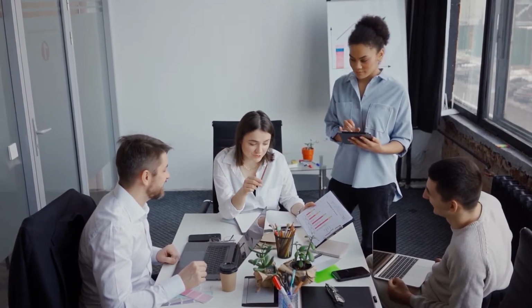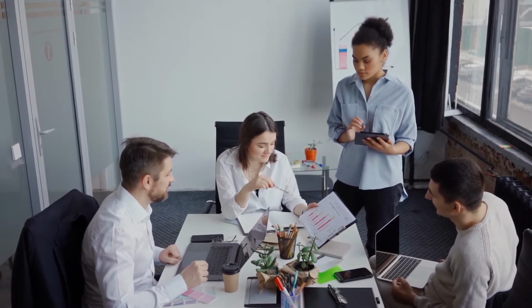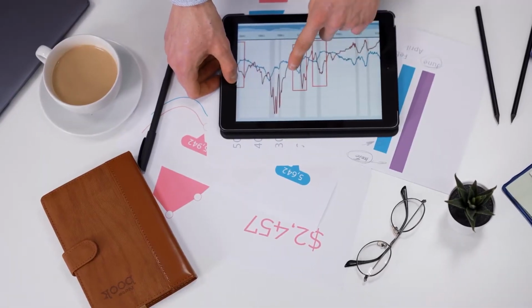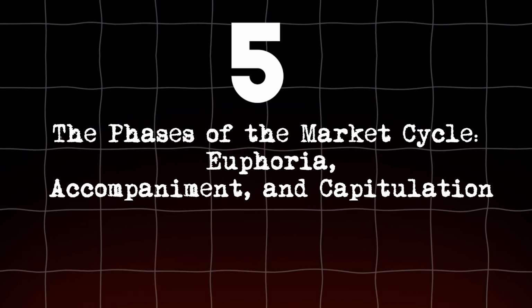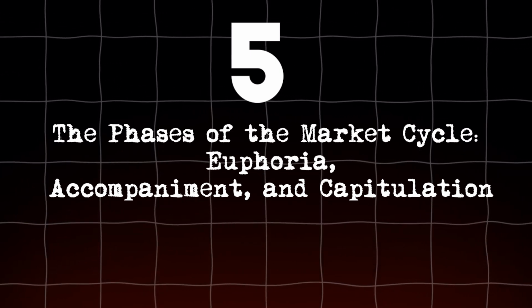These measures helped address the crisis, but also led to a prolonged period of extremely low interest rates, influencing many of today's economic challenges. The phases of the market cycle: Euphoria, Accompaniment, and Capitulation.